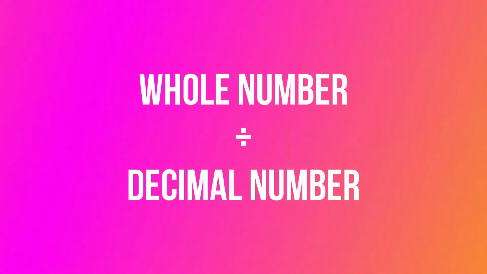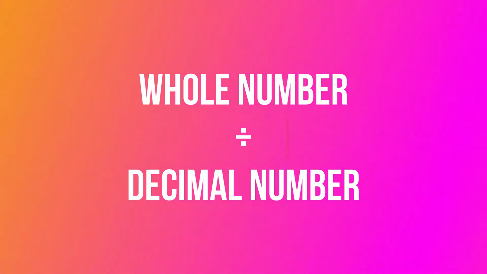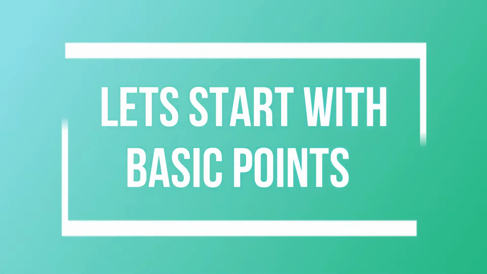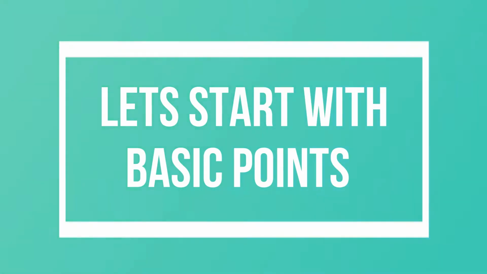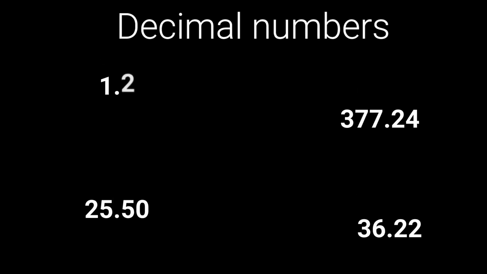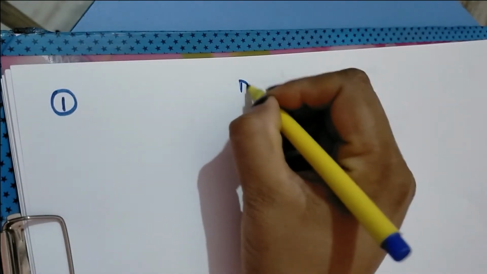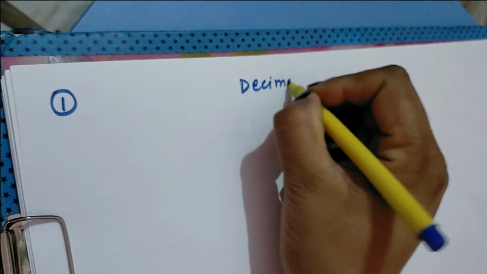Today we will divide a whole number by a decimal number. But before starting division, I would like to clear a few basic points about decimal numbers, which are very important to understand the concept clearly. Our first point is: a decimal number consists of two parts.